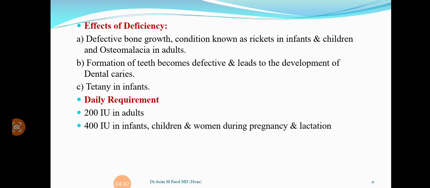Effect of deficiency of vitamin D. Deficiency of vitamin D causes defective bone growth, a condition known as rickets in infants and children, and osteomalacia in adults. Formation of teeth becomes defective and it leads to the development of dental caries. Deficiency of vitamin D can also cause tetany in infants. The daily requirement of vitamin D is 200 international units in adults and 400 in infants, children and women during pregnancy and lactation.